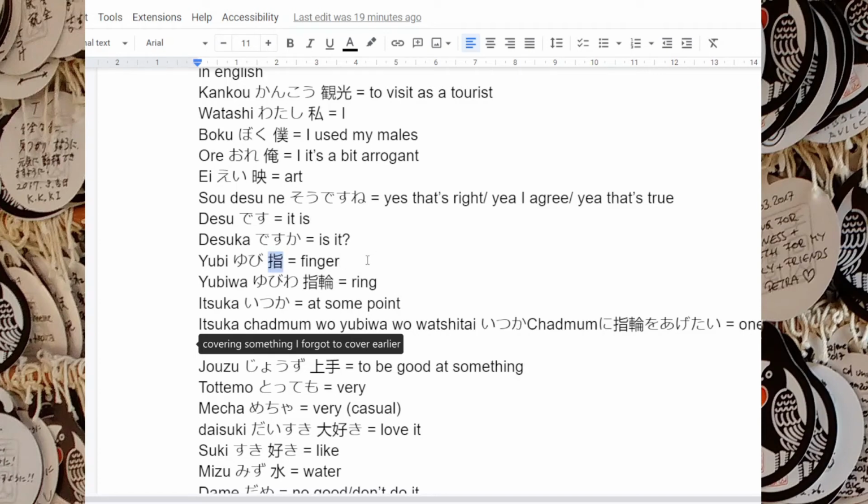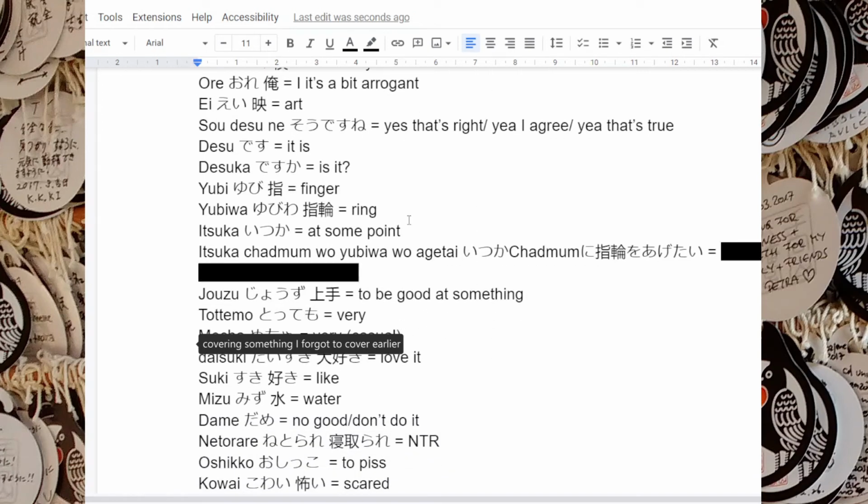Yubi means finger. We already know that. Thank you, Korene. Yubiwa, ring. That's a ring, the ring that you put on your finger, not just a ring. Itsuka. So that's at some point. So, at some point I want to visit Japan. That would be Itsuka Nihon ni ikitai.